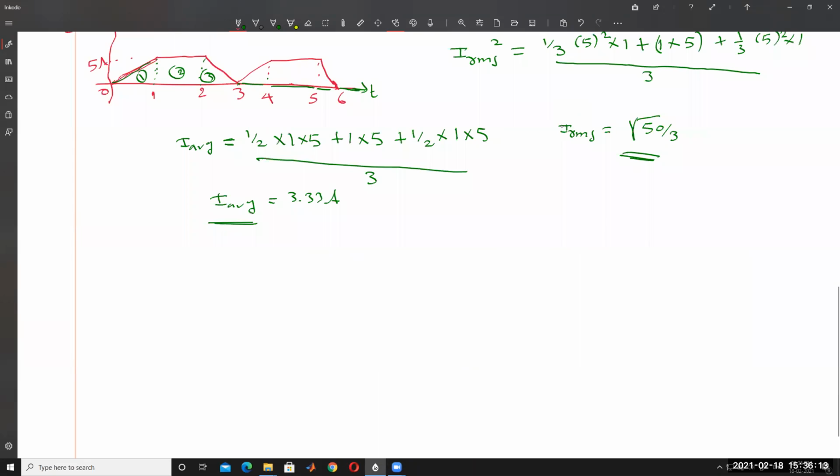It's clear. And then next, for this problem also, find the IRMS and average value. Yeah, 5.